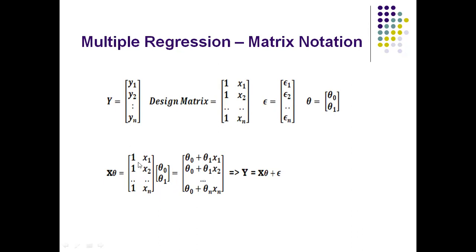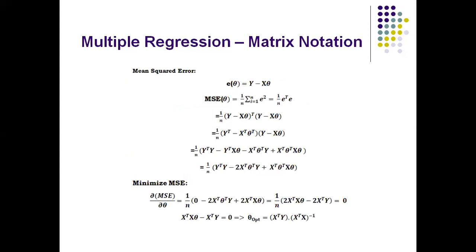After multiplication you get theta 0 plus theta 1 x1, theta 0 plus theta 1 x2, and this way. So we can express it as y is equal to X theta plus the error term. This is the matrix representation. Now, coming to the mean square error I discussed earlier, e is y minus X theta, and MSE is basically 1 upon n times E transpose E, and you need to minimize this mean square error.